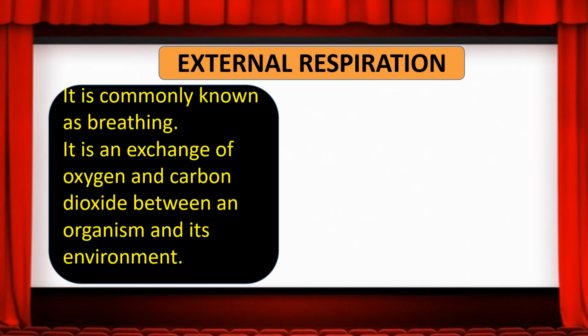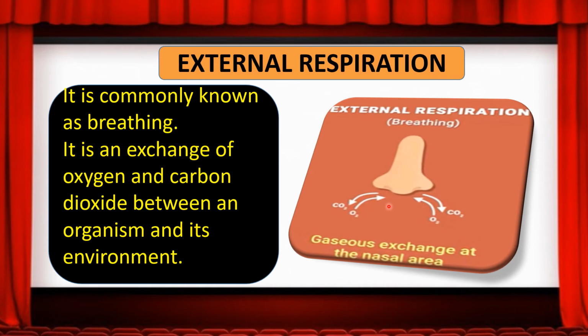Next we have external respiration. It is commonly known as breathing. It is an exchange of oxygen and carbon dioxide between an organism and its environment. Again, it happens between the organism and its environment, especially the plants and trees. So we have this give and take relationship. The plants give us oxygen, and in return we give carbon dioxide to the plants for them to make their own food in the process called photosynthesis.